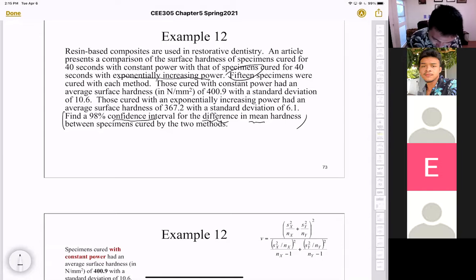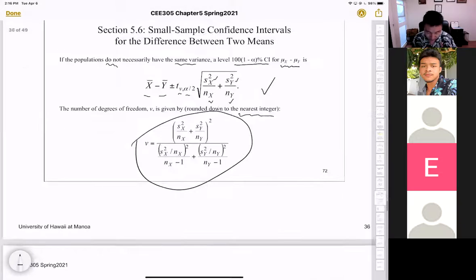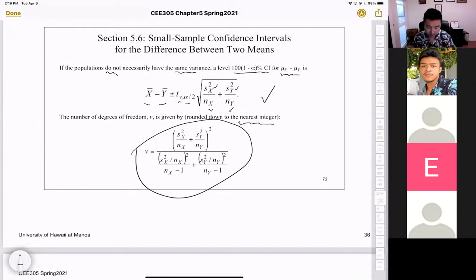Those cured with constant power had an average surface hardness of 400.9, standard deviation of 10.6. Cured with the other method, which is exponentially increasing power, had another average surface hardness and another standard deviation. We know this is a small sample, and we also notice it is the difference between two means. So we can zoom in on this equation.